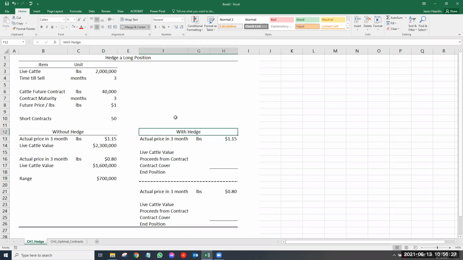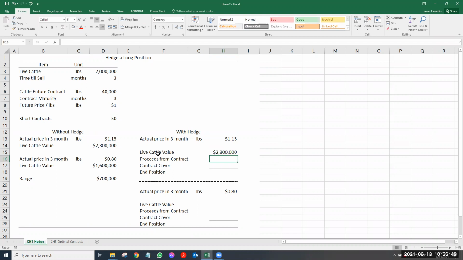So let's see what happens when you use the hedge. Here we go. The actual price goes to $1.15, right? So we do know already what happens there. It's the same as this number here. They'll make $2.3 million.